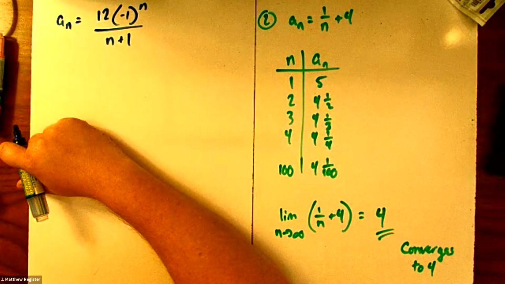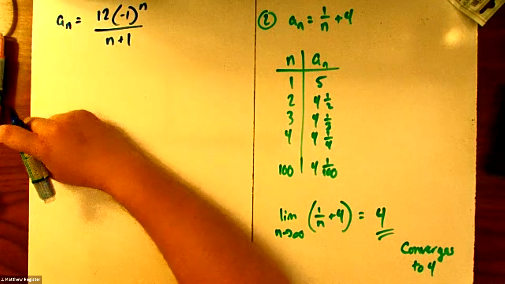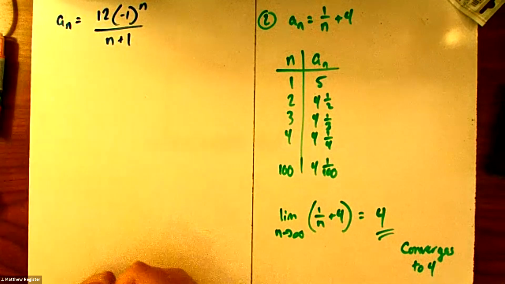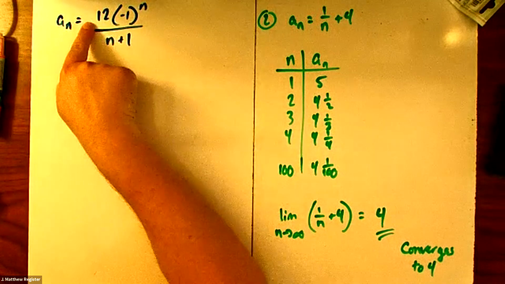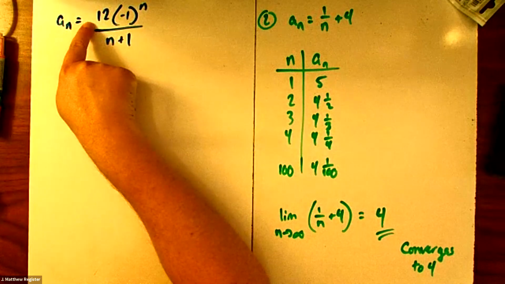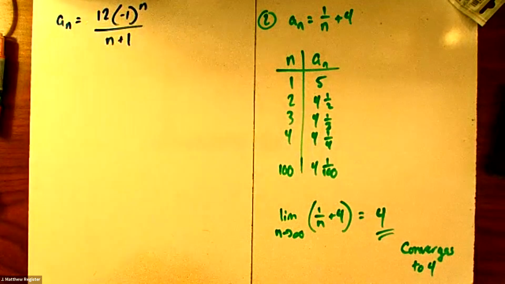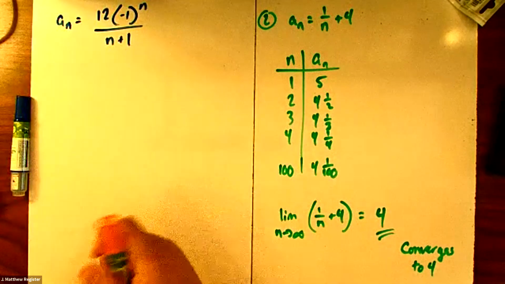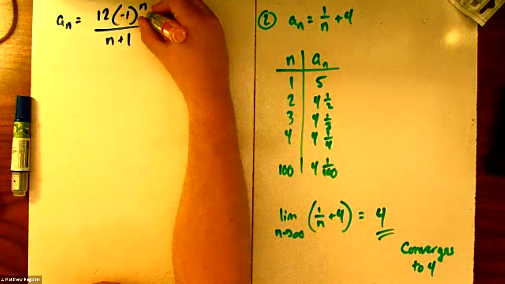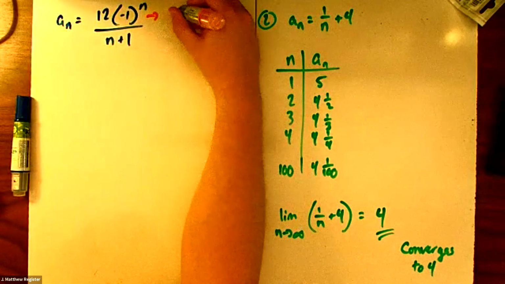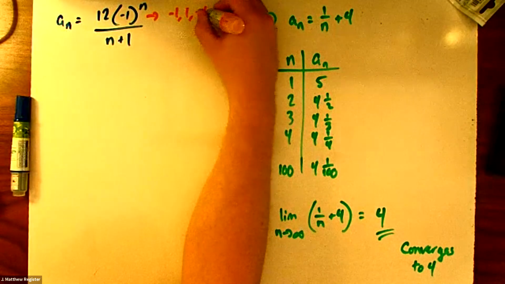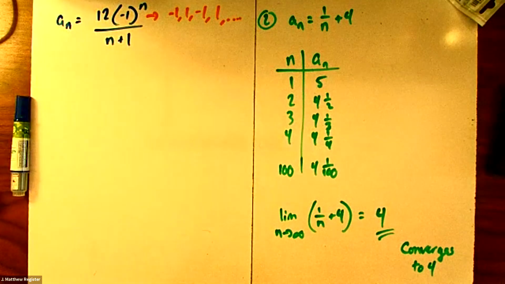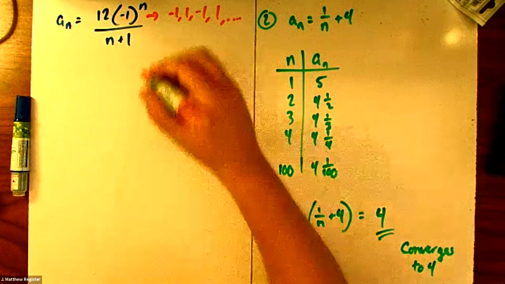Oftentimes when we're looking at calculus ideas, we want to understand the structure of a function, or in this case, the structure of this sequence. Looking at this, we have the 12 in the front. That's considered a scalar. It's something which is multiplied by the main function. We then have the -1 to the n. We already know the behavior of that. -1 to the n is going to be going back and forth between -1, +1, -1, +1, and so on. And so that might be a red flag that this diverges. But we also want to see what the n plus 1 is doing.